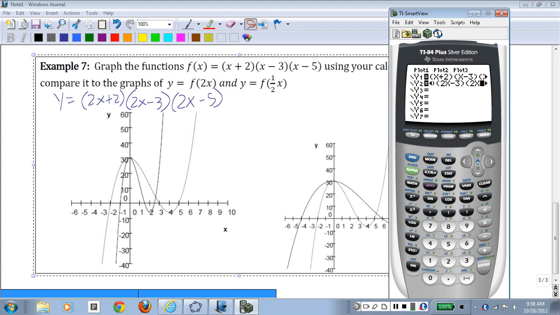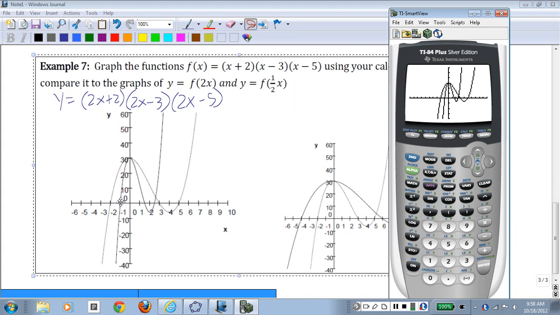It will redraw both of them, the original. When you press graph, it redraws the original and then the horizontal shrinking. There we go. So points get shoved closer to the y-axis than they were originally. Each x can get by with being half as big as it was originally because we're going to multiply by 2 before we evaluate the function. The y-intercept doesn't move. 0, 30 stays right there because we're taking the x coordinate and multiplying by 1/2. So half of 0 is 0.